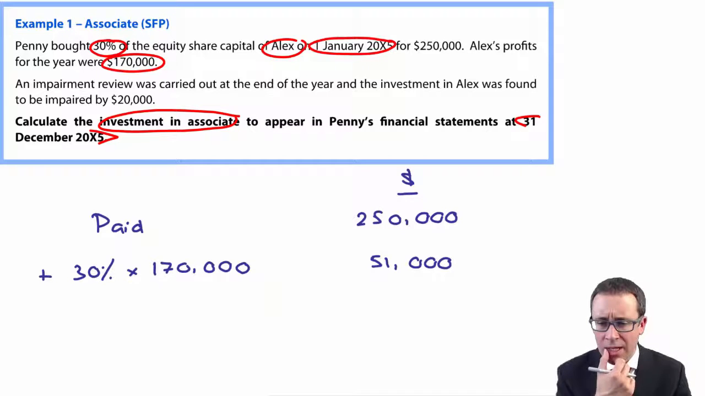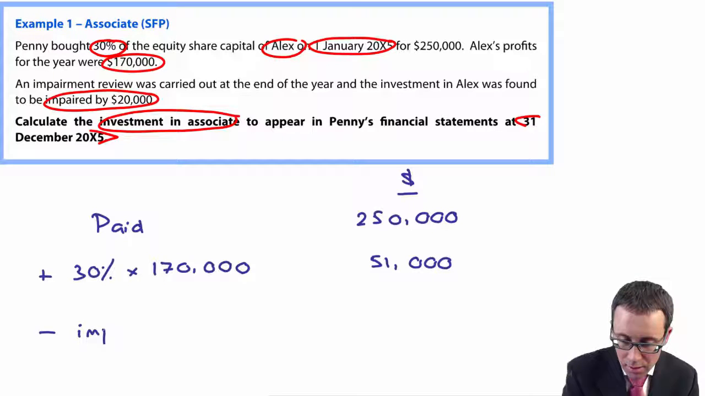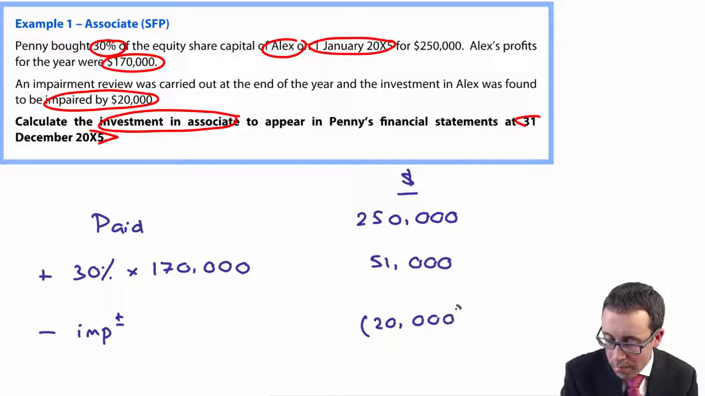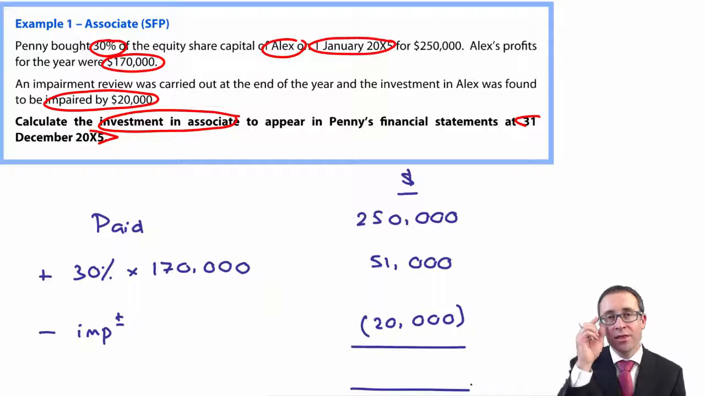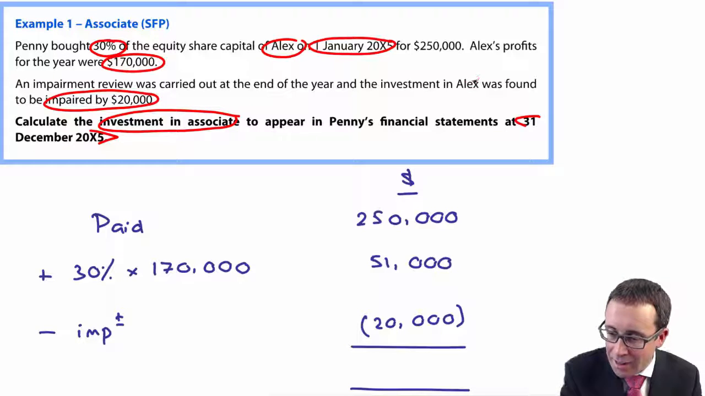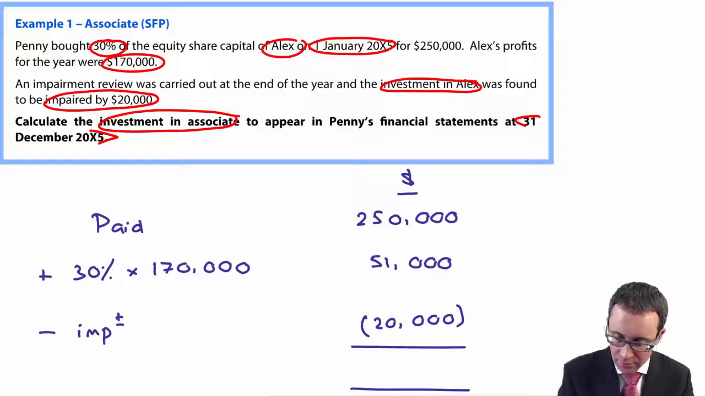It says an impairment was carried out at the end of the year and the investment was found to be impaired by 20,000. This is the bit that you do need to be careful of, because the impairment has already been calculated for you, and that already takes account of your percentage ownership. So you do not need to take 30% of the 20,000. It's saying your investment in Alex, your 30% ownership, is impaired by 20,000. So do not prorate it or take 30% of it.